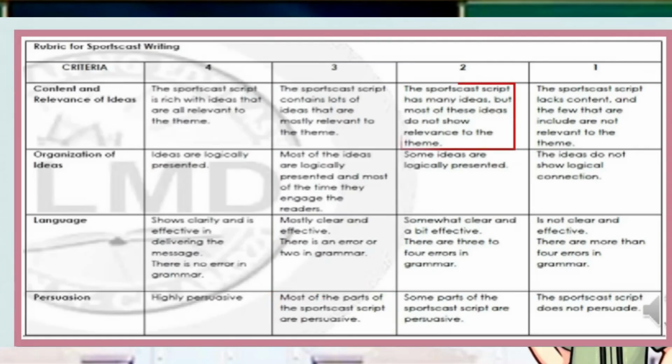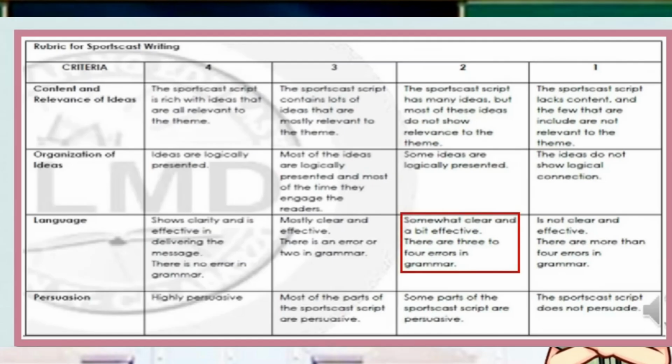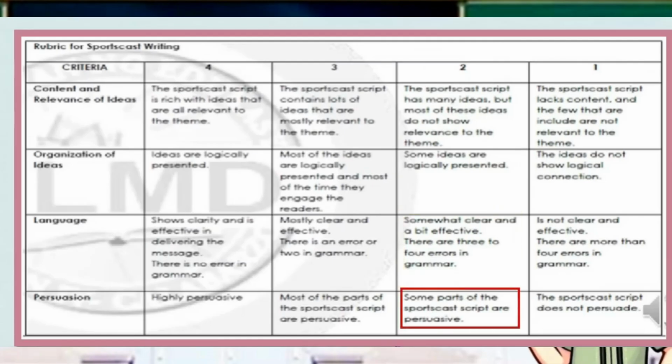2 points if the sportscast script has many ideas, but most of these ideas do not show relevance to the team. Some ideas are logically presented, somewhat clear and a bit effective. There are 3 to 4 errors in grammar. And some parts of the sportscast script are persuasive.